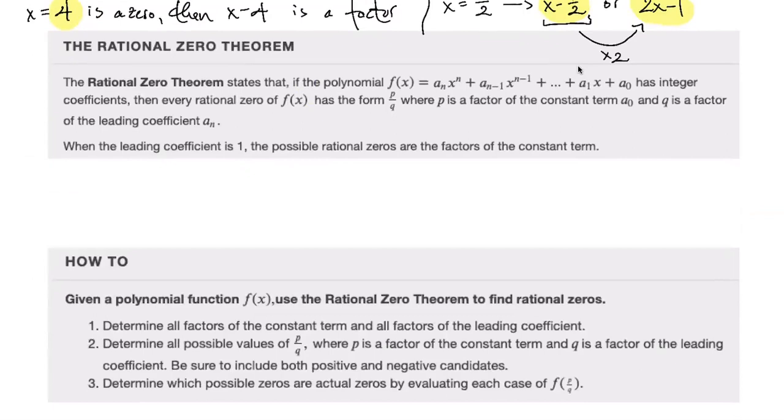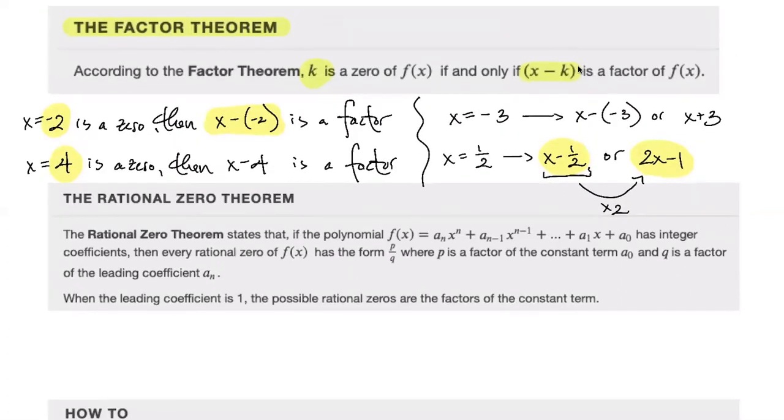Okay, so the other theorem that's important in this section is the rational zero theorem, okay? Now, some people call this the rational root theorem. And that's the same thing because a 0 is the same as a root. Okay, so the 0 is the same as the root. And they both mean x-intercept.